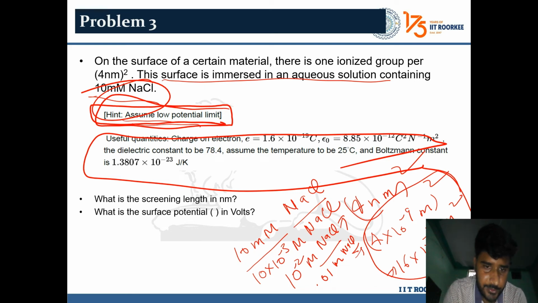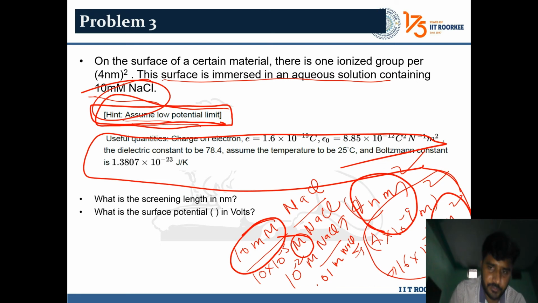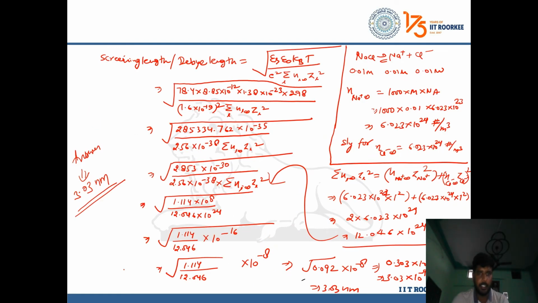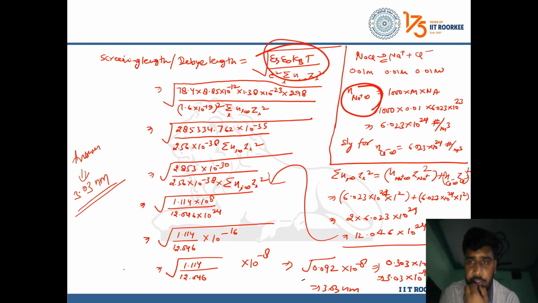First, what you have to do is convert this millimolar into molar, and similarly for surface area, that is 4 nanometer, convert into meter square. You know the formula for k square, that is e square by epsilon kBT, and summation of n zi square. So you have to reverse that formula, you will get this expression. Except these standard values, what you have to calculate is the n value, n infinity value, using this simple formula.